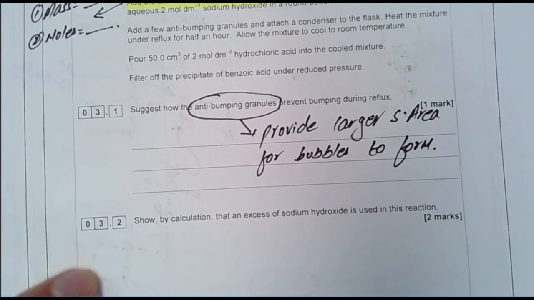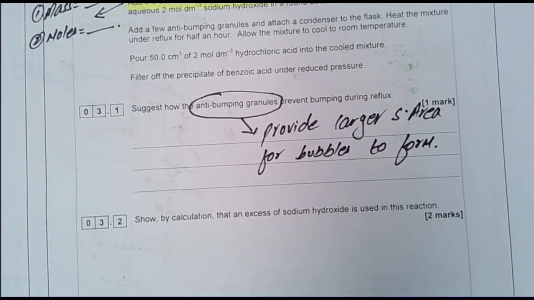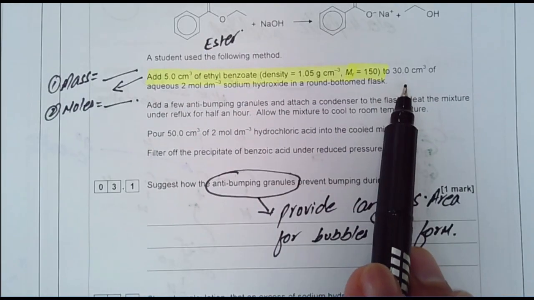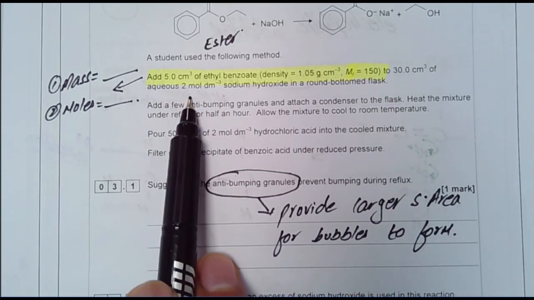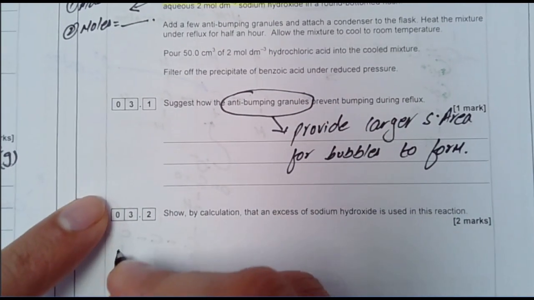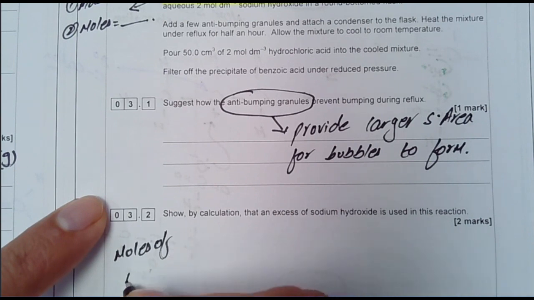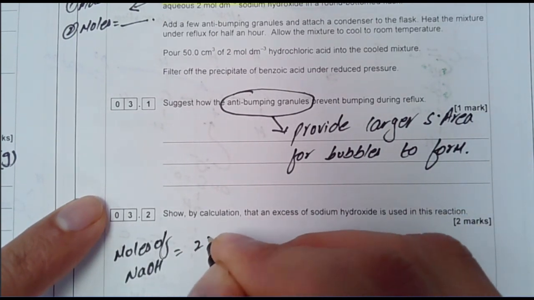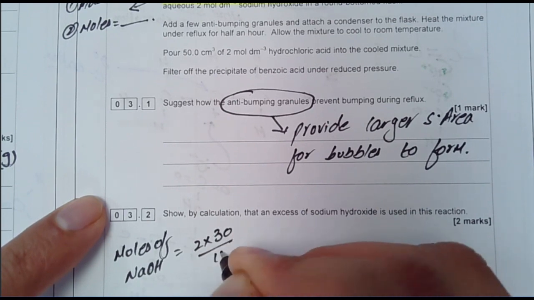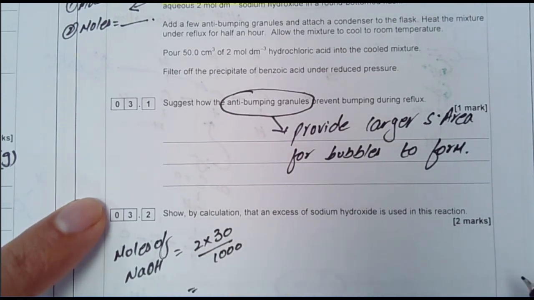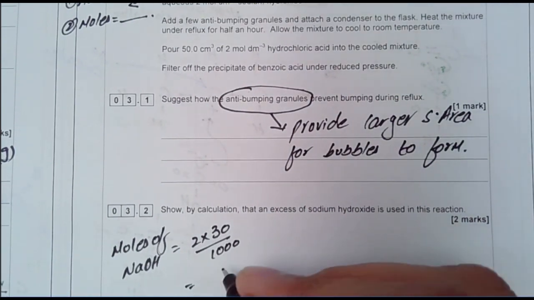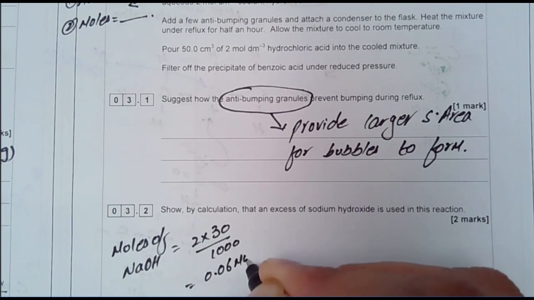Next part says show by calculation that an excess of sodium hydroxide is used in this reaction. First of all, I've been given the volume of sodium hydroxide and the concentration, so I can work out the moles. Moles of NaOH will be equal to 2 times 30 over 1,000, and this gives me an answer of 0.06 moles.